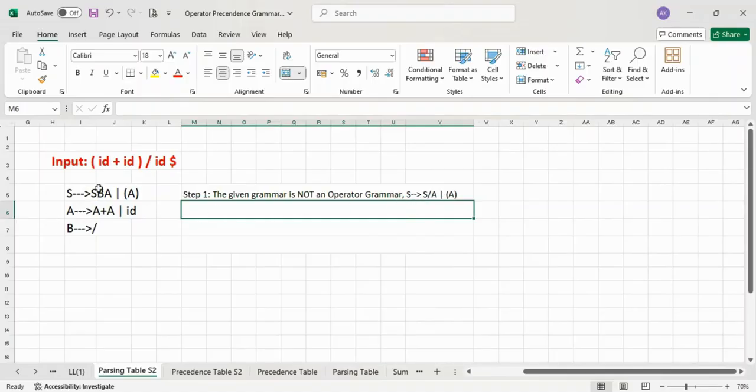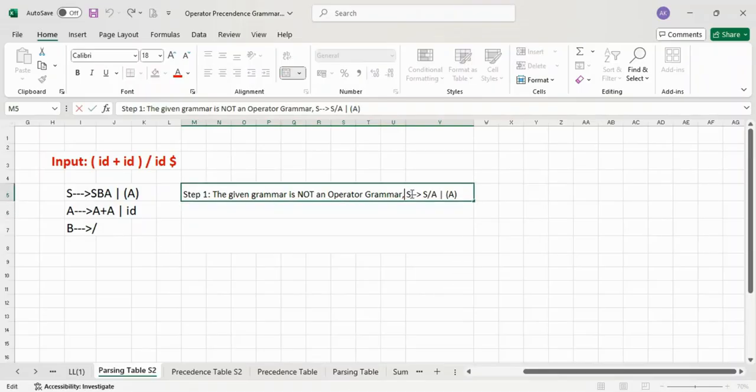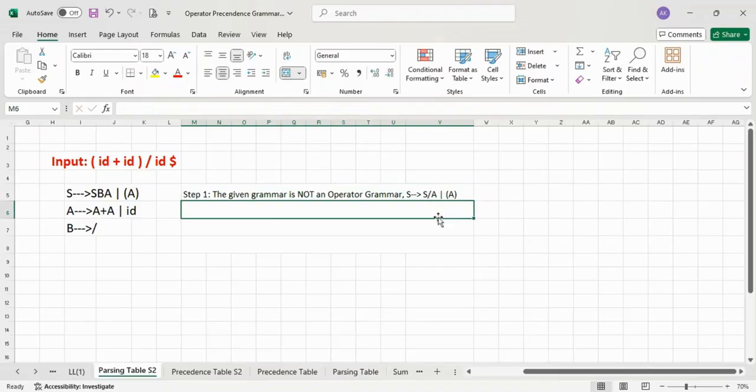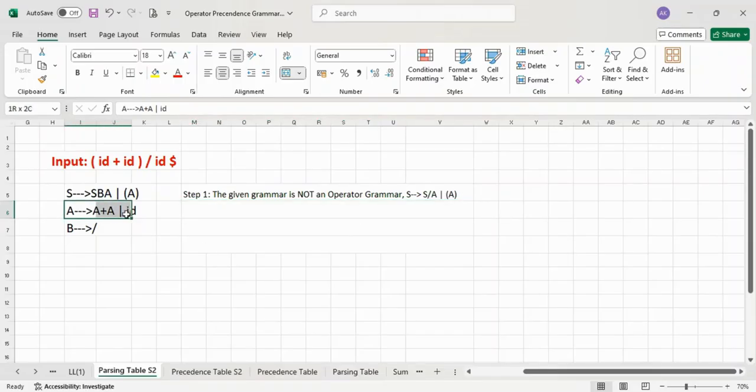I repeat, to convert the given grammar into operator grammar, I have replaced B with its production, that is a division sign, and the remaining grammar will be as it is. That is, this production will not be modified, and in my updated grammar, this production will be removed because the production is already been replaced in the production of S. So this production will be removed.